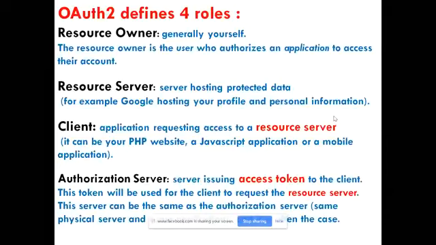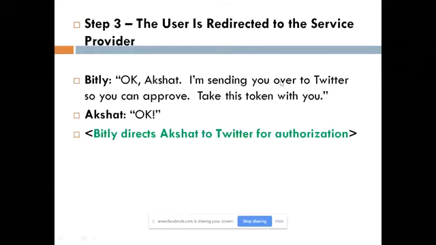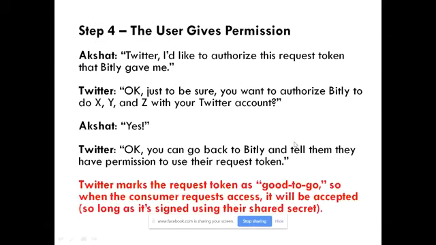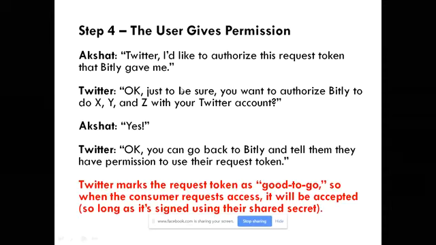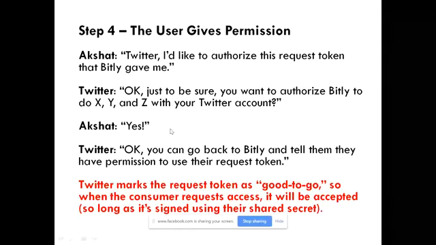This kind of screen will appear, and when bit.ly directed Akshat to Twitter for authorization, Akshat agreed. Akshat says, Twitter, I'd like to authorize this request token that bit.ly gave me. So Twitter says, okay, I can authorize it, but just to be sure, are you sure you want to do this? Then Akshat says, yes, I want to do this.